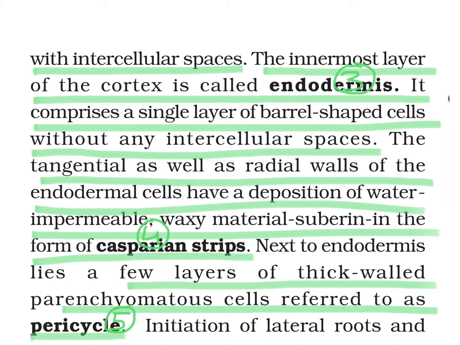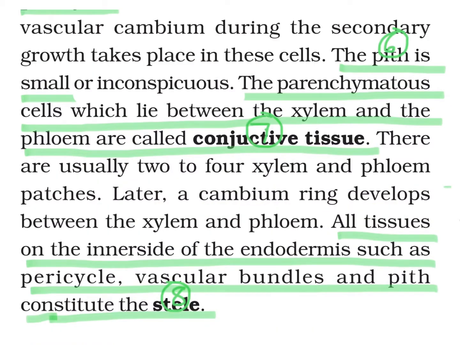Next to endodermis lie a few layers of thick-walled parenchymatous cells which are known as pericycle. So this will be the fifth point. In this way you are supposed to write down point-wise, but initially the vascular cambium during secondary growth takes place in these cells. The next layer, it is actually not a layer, it is the centralmost part, which is known as pith, but the next point will be regarding pith. Pith is very small and inconspicuous, it is not that much observed.